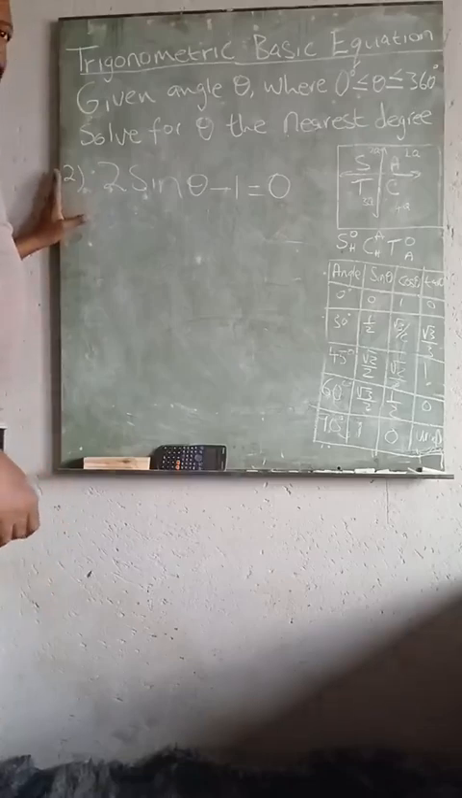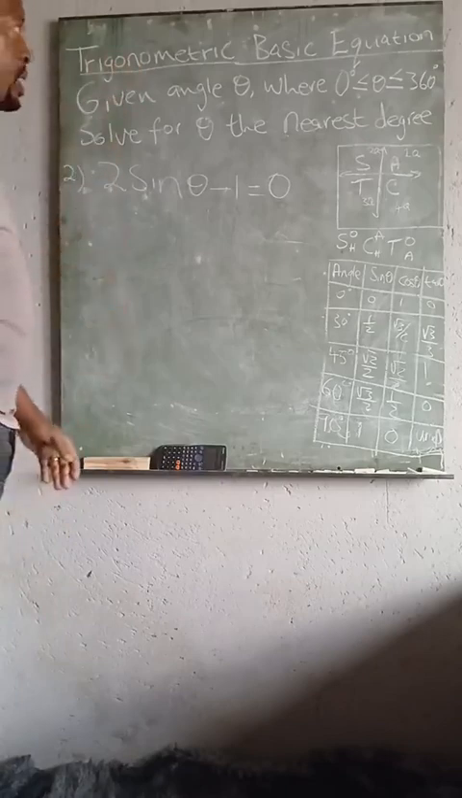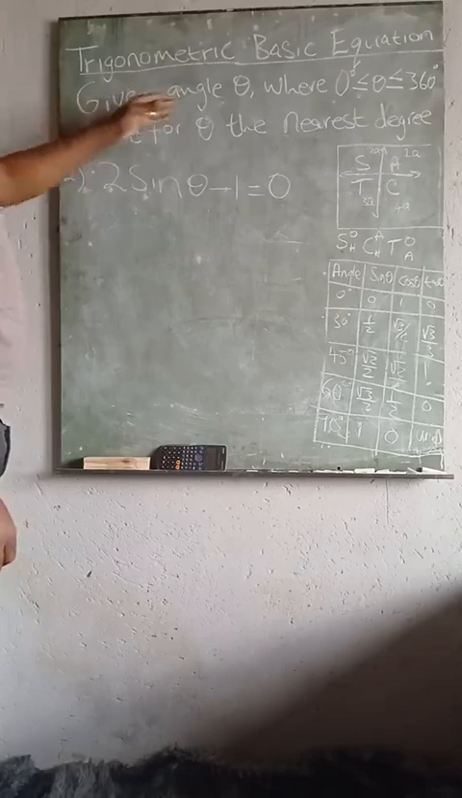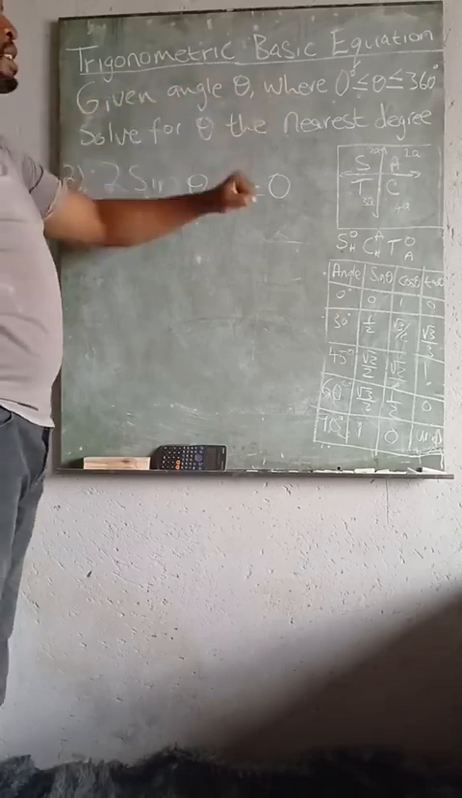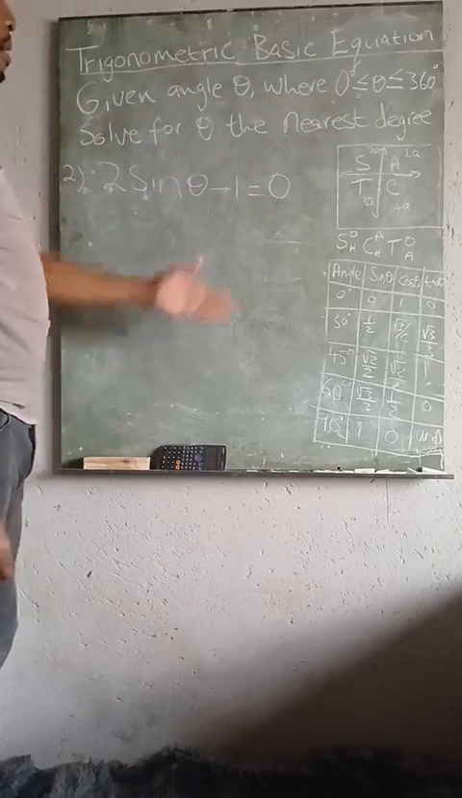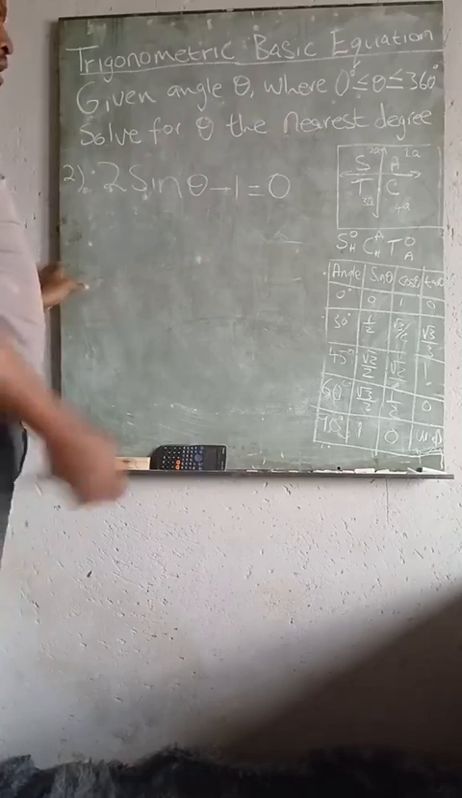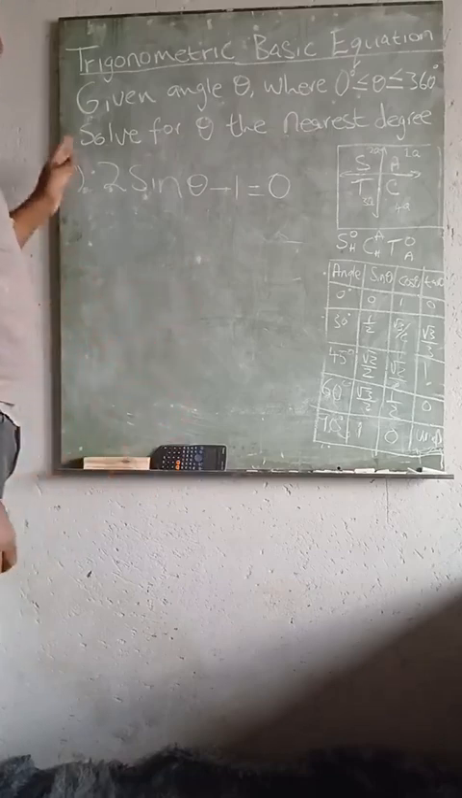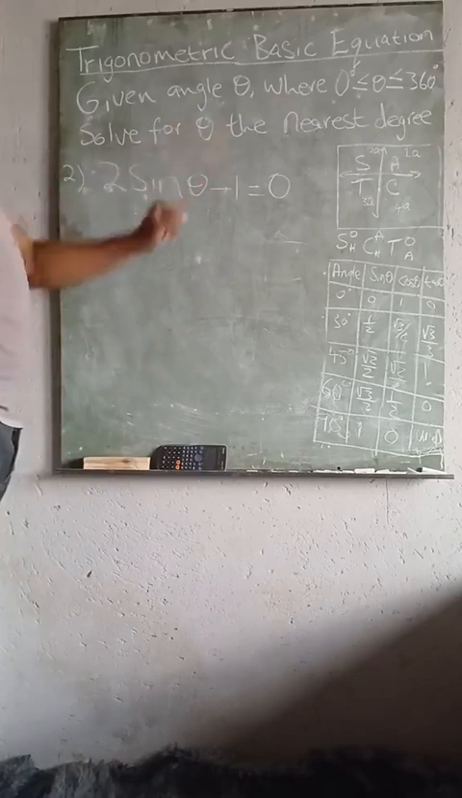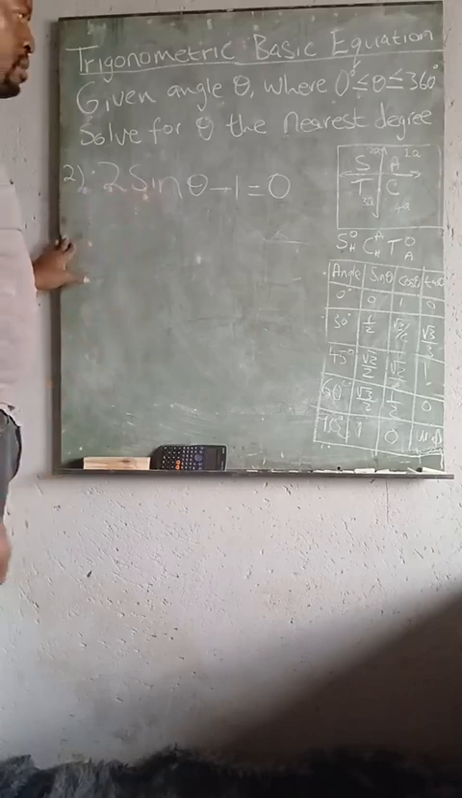Here we have the problem. This is a trigonometric basic equation. Given angle theta, where theta is greater than or equal to 0 degrees and less than or equal to 360 degrees. That is the interval. So we are asked to solve for theta to the nearest degree. So this is the problem that we are given.